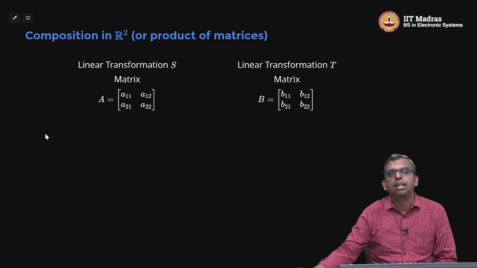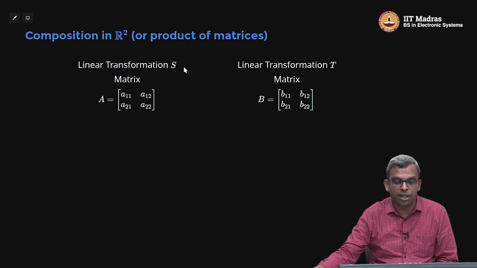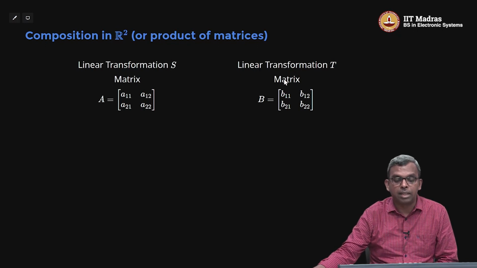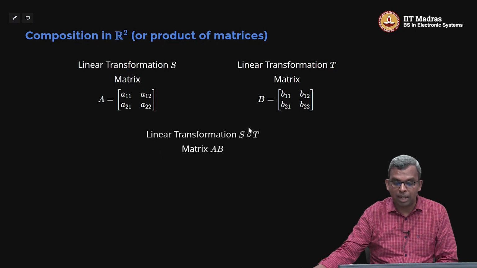Hello and welcome. In this lecture, we are going to start studying composition in R2, composition of two linear transformations. Here are two linear transformations, the linear transformation S represented by a matrix A in the canonical basis, let us say, and linear transformation T which is represented by a matrix B. So, we know that the linear transformation S composed with T is represented by the matrix AB.